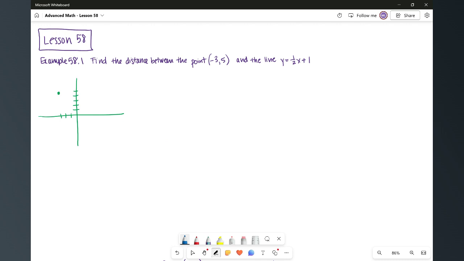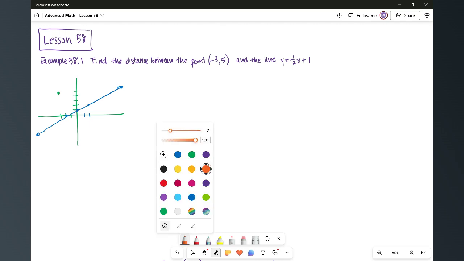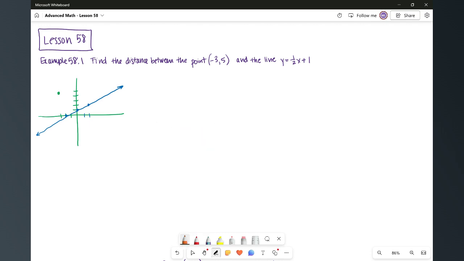Now, I did the math quickly so that I could graph this. If I plug points into 1/2 x plus 1, when 2 goes in, I get 2 out. When 0 goes in, I get a 1. And when negative 2 is in for x, I get 0. So if I were to draw this line, it's going to look something like this. Now, what the question is asking is what is the distance between the green point to the blue line? So if I were to draw it, it's going to look something like this. Now, remember lines go on indefinitely.